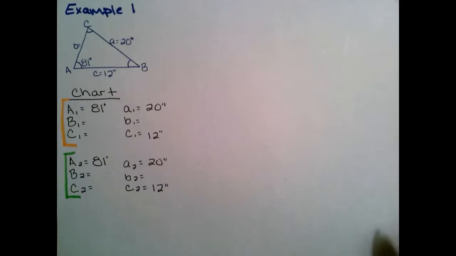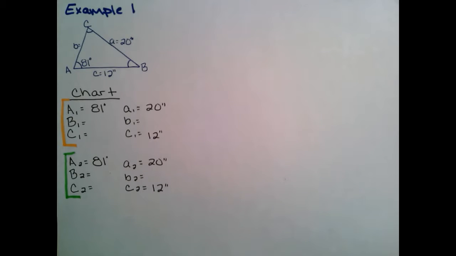All right, so here we have example number 1. This blue triangle is what would be given in the question. So I took the liberty and I set up these two charts. I have triangle 1 marked in orange and triangle 2 marked in green. Go Canes. So I took the given information and I set it up into both. Remember that the given information will be the same in both triangles.